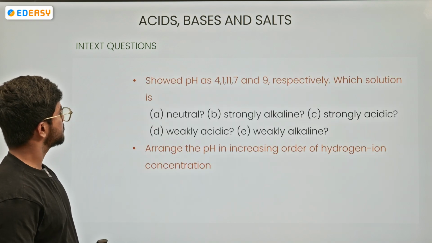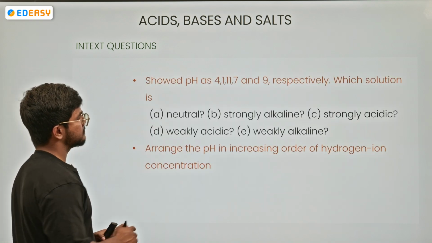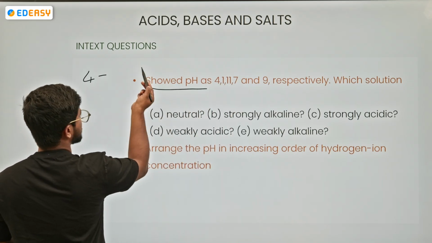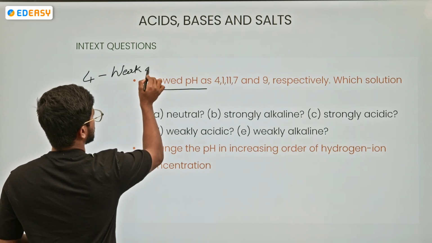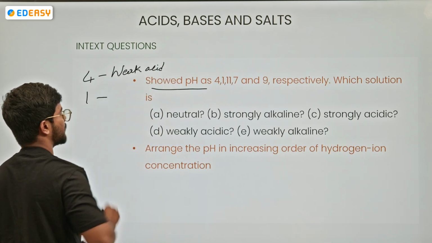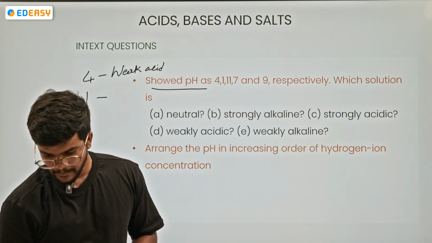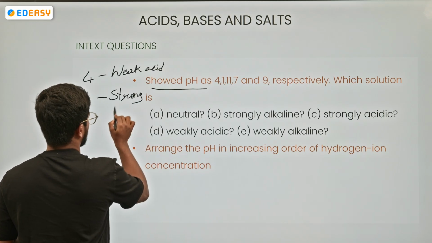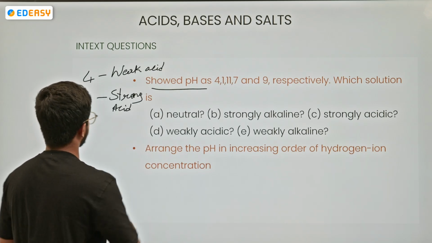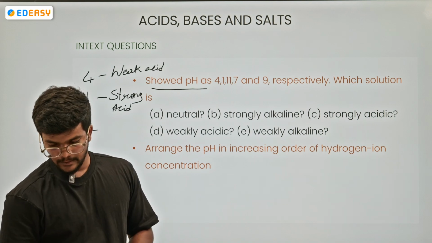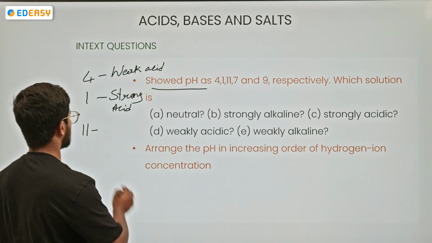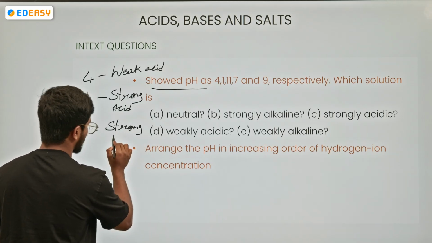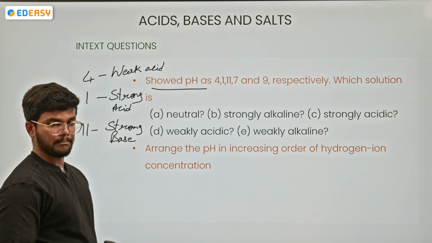Next, solutions showed pH values as 4, 1, 11, 7. 4 is a weak acid, and 1, what will be the 1? Let me know in the comment section. Yes, it is a strong acid. Next, 11. What is 11? Yes, it's a strong acid. Not completely strong, sorry, strong base. Let me correct, please. Strong base.